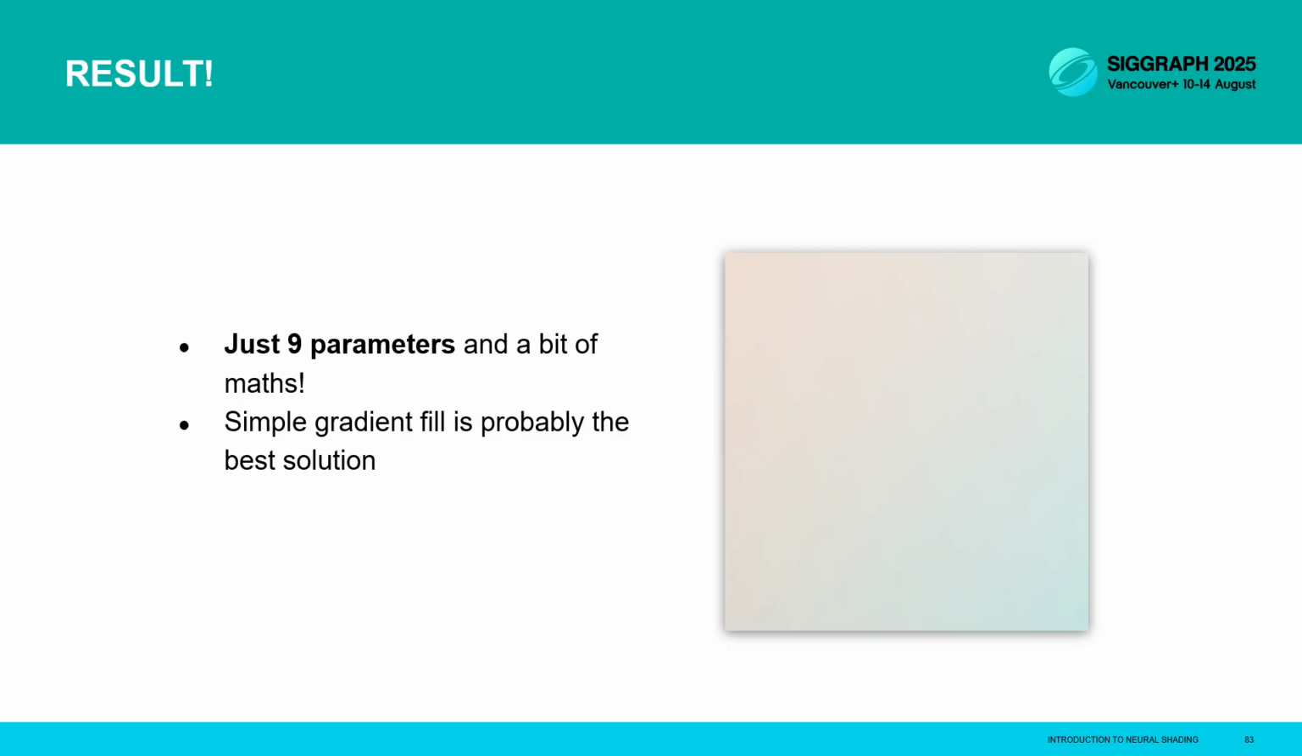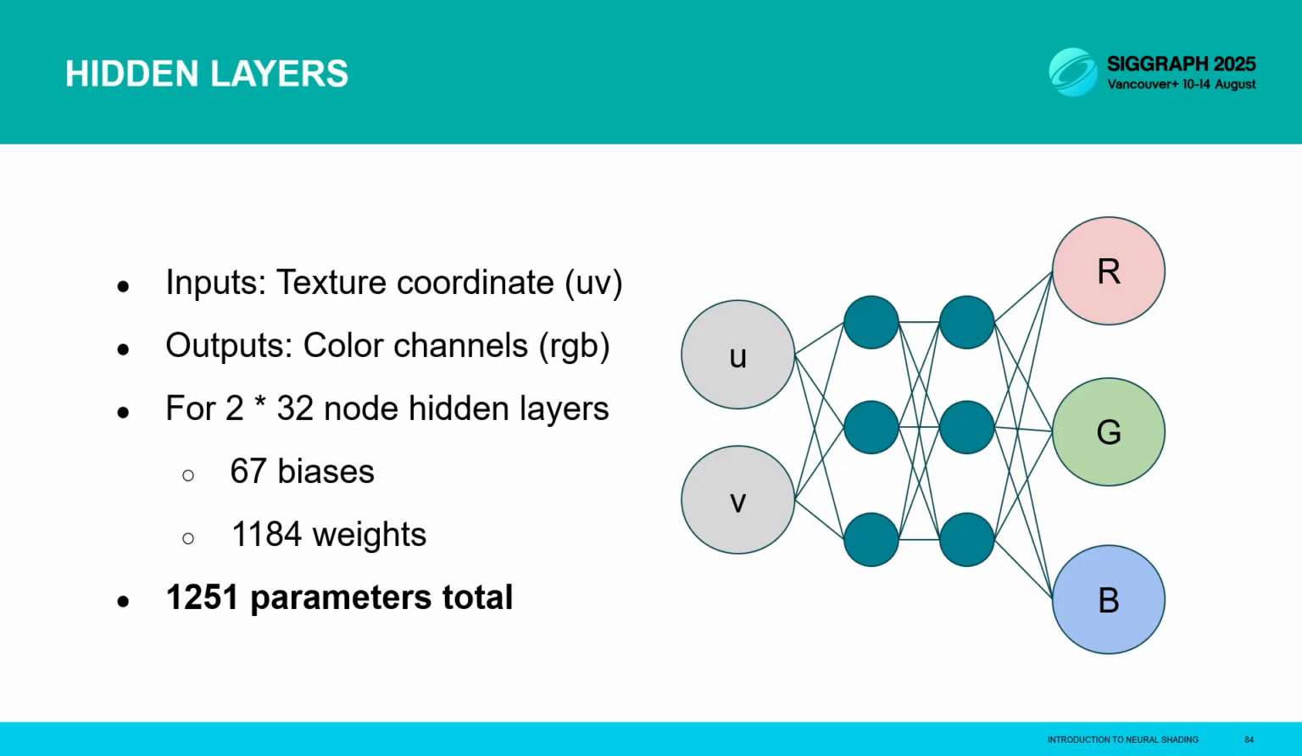And if we stop and think about it, what we just asked our network to do was to try and solve, with just 9 parameters and a bit of maths, the problem of approximating a 256 by 256 texture, which consisted effectively of about 200,000 parameters. And if you were to ask me to do that, then I would probably have come up with the same thing, which is a gradient fill. So how can we make this better?